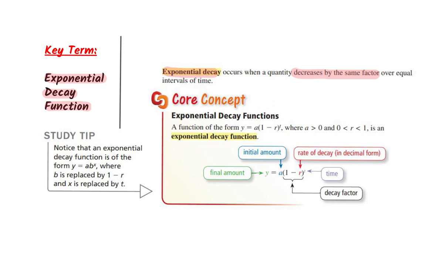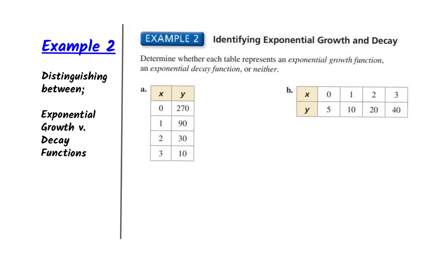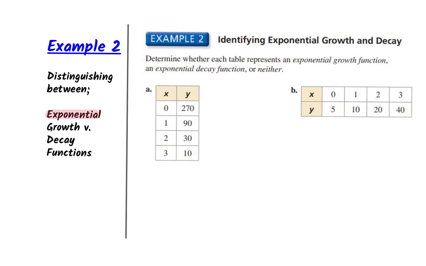Just be vigilant. The difference here in our equation, they are very, very, very similar. The only difference is we're not going to be adding to 1 inside of our parent function. We're going to be subtracting by 1. Hence why we go low. Our graph is going to be dropping. Distinguishing between exponential growth and decay functions, that'll be the focus of example 2. So exponential growth versus exponential decay.